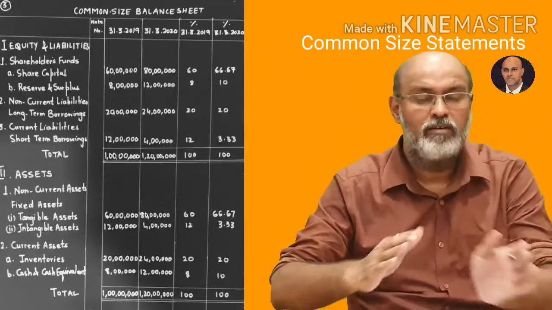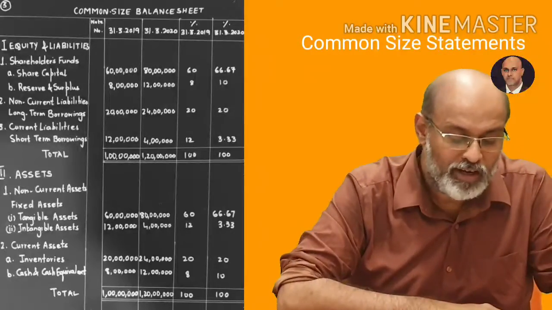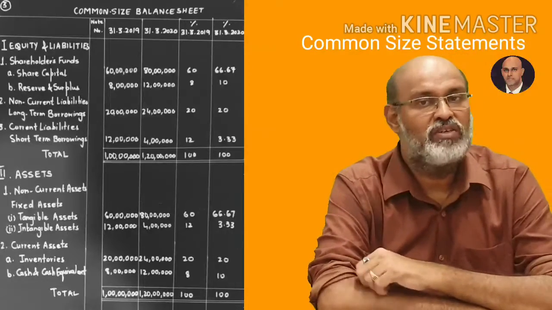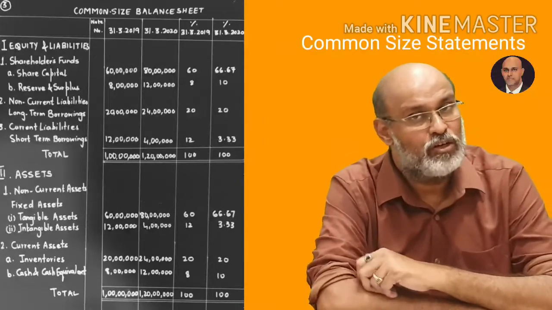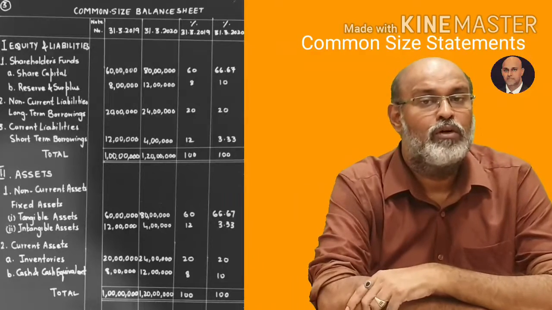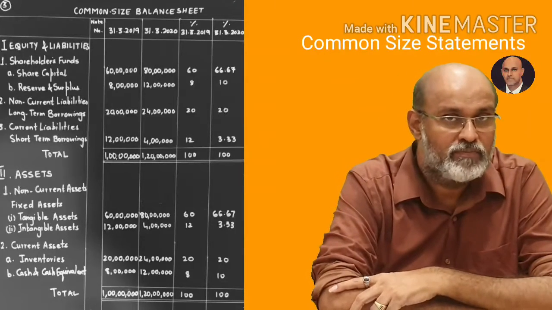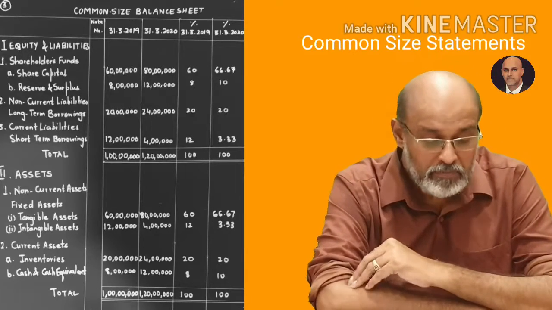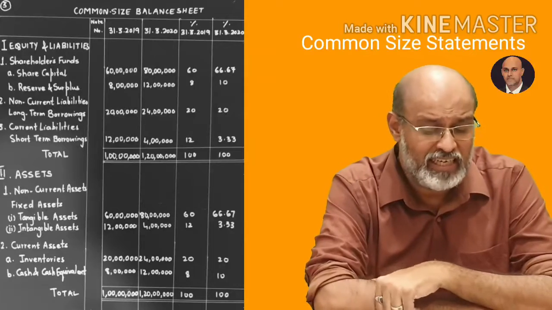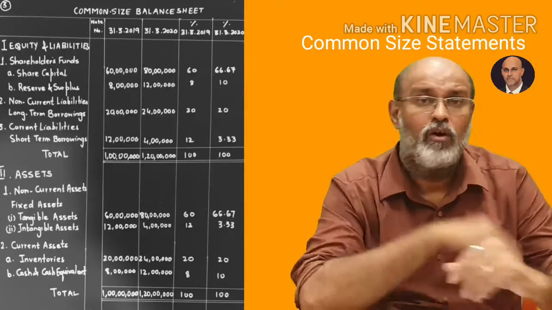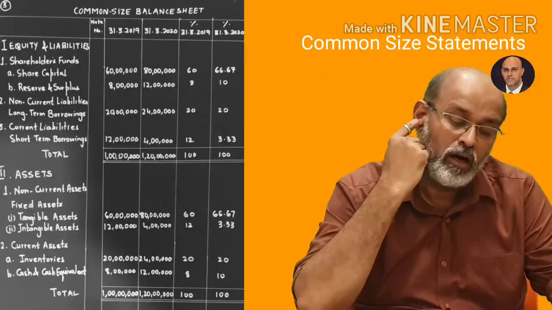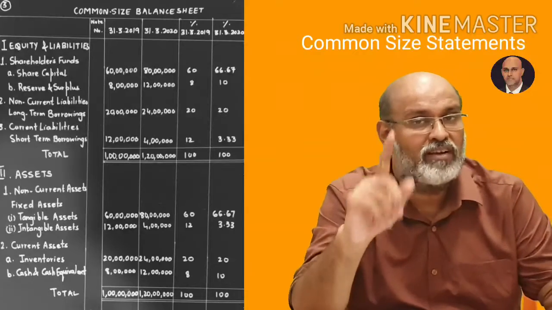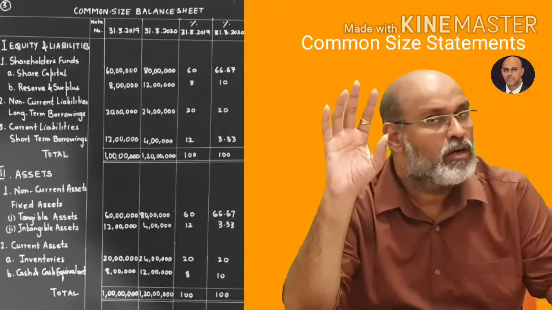Now let us go to the next year. Okay, that is your current year. Let me first deal with equity and liabilities. Under equity and liabilities, we first have shareholders funds, and your shareholders funds are first divided into share capital and reserves and surplus. Your share capital of your current year is 80 lakhs, while your total of equity and liabilities, that is your shareholders funds, non-current liabilities and current liabilities, is 1 crore 20 lakhs.